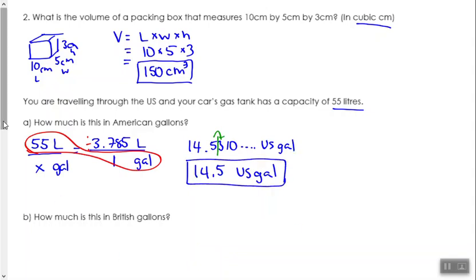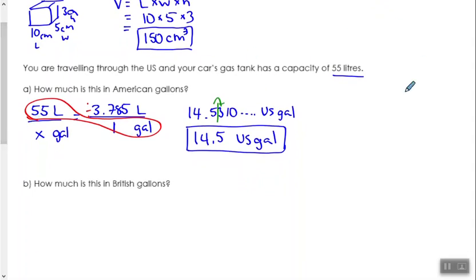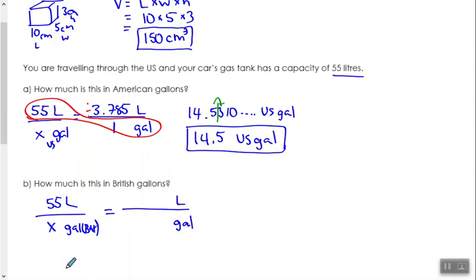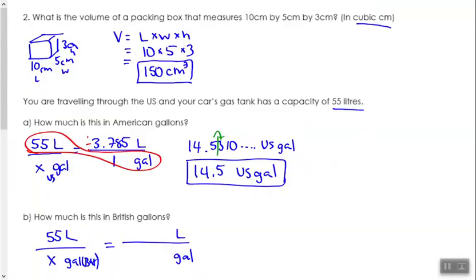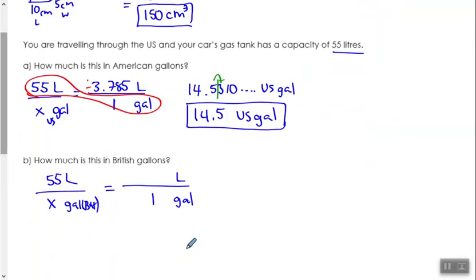Okay, so how much will this actually be in British gallons? So let's take our 55 liters. And now instead of turning them into US gallons, we are going to turn them into British gallons. So British gallons. So liters, gallons, and let's find our conversion. So down here, so here was our US gallons. A British gallon is going to be 4.5461 liters, so a little bit larger. So 4.5461 liters is 1 British gallon.